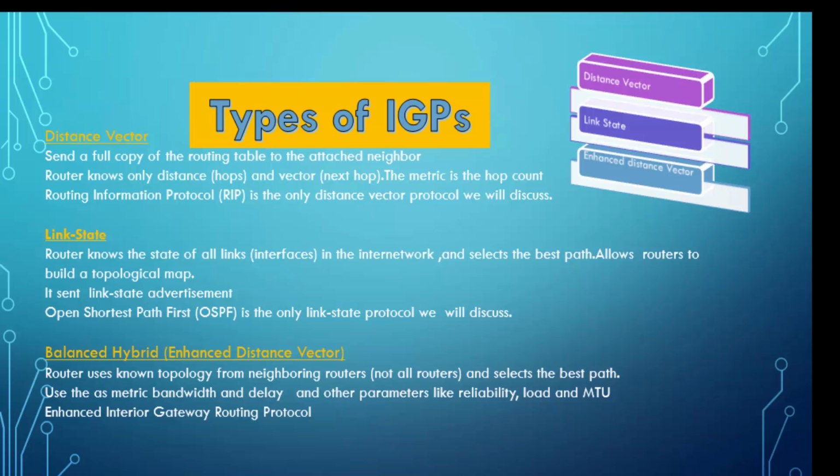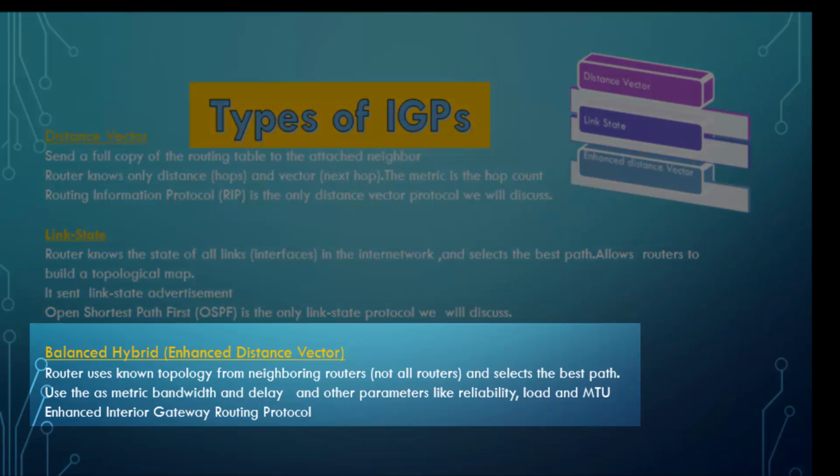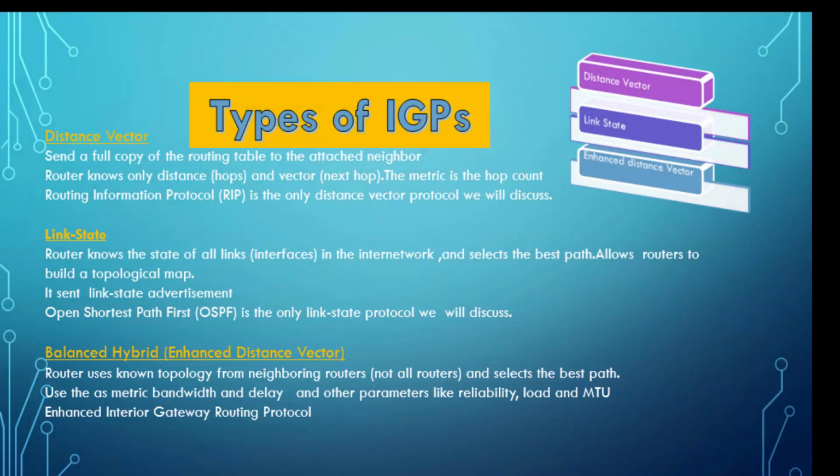We're going to be talking about enhanced distance vector, a balanced hybrid, which is very specifically EIGRP. The routers use a topology table for neighbor routes, not all routes, and select the best path. They use as a metric bandwidth and delay, as you saw, and other parameters like reliability, load, and MTU in EIGRP. That was the example that I showed you previously, guys.